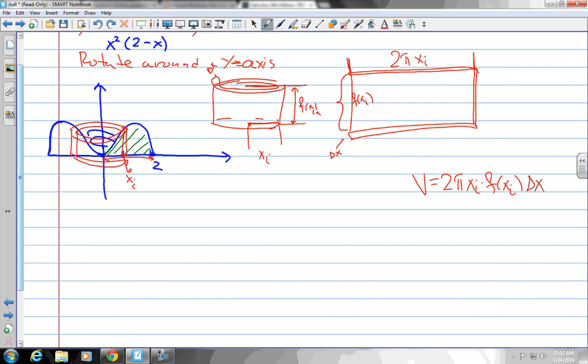Okay? So now we're going to add them up as i goes from 1 to n, 2 pi x of i. And we'll take the limit, so it will turn into an integral. So that will become, I can pull 2 pi out, and then it's an integral from a to b, x, f of x, dx.